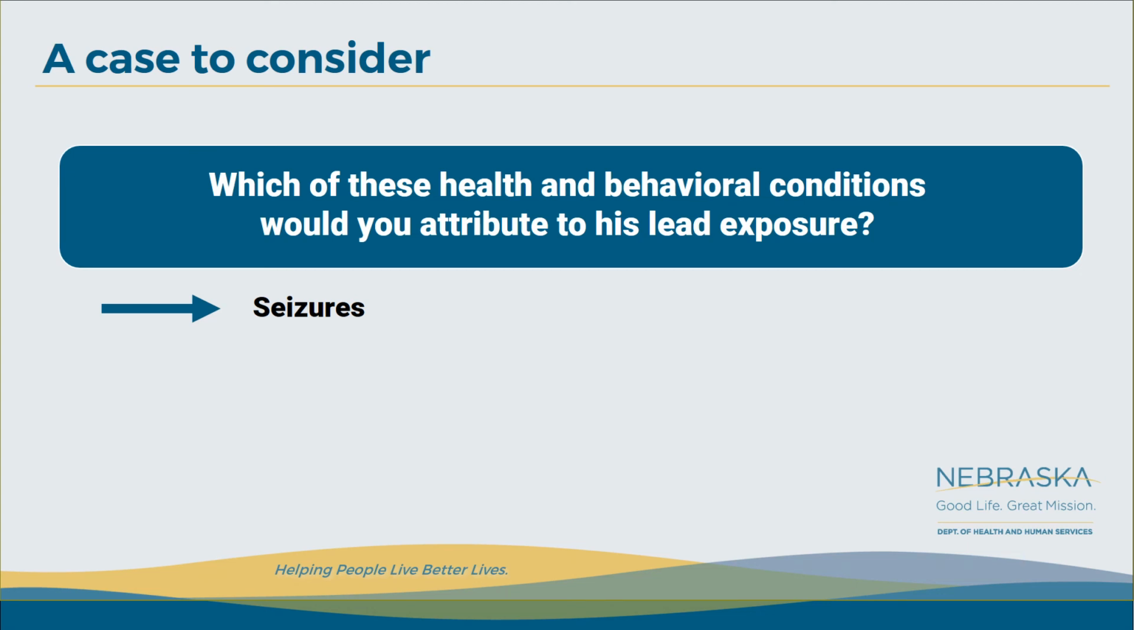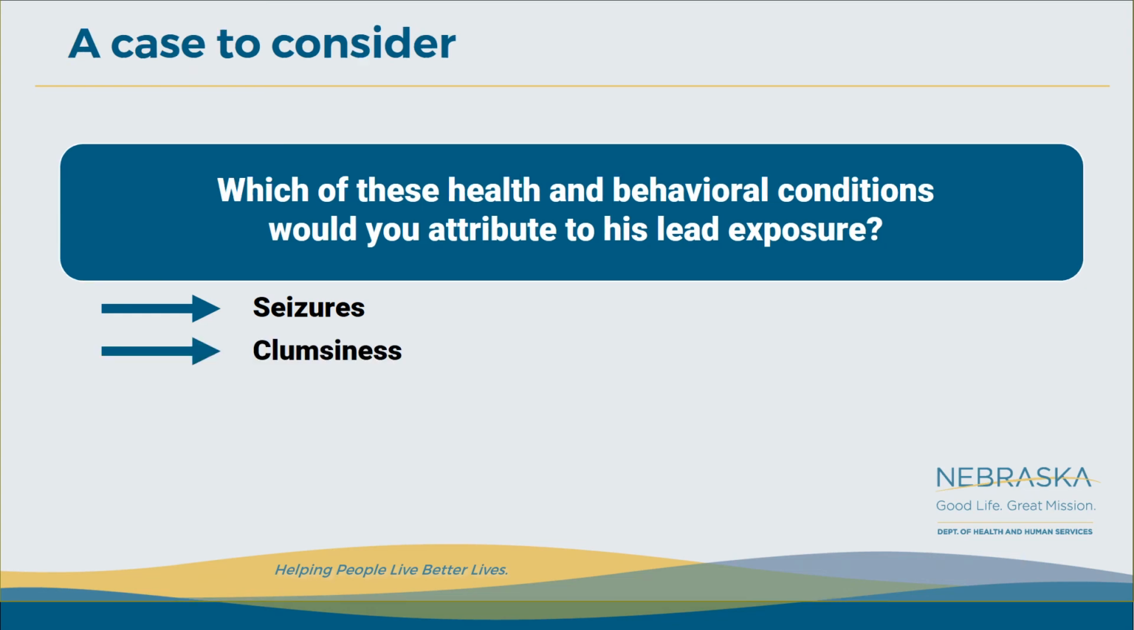Seizures can be associated with high blood lead levels, but this child has a blood lead level of 20. Maybe there's another cause for the seizures, such as fever or other neurological conditions. Clumsiness is typical for 2-year-olds, but it is also something to monitor. It could signal peripheral nerve function issues.